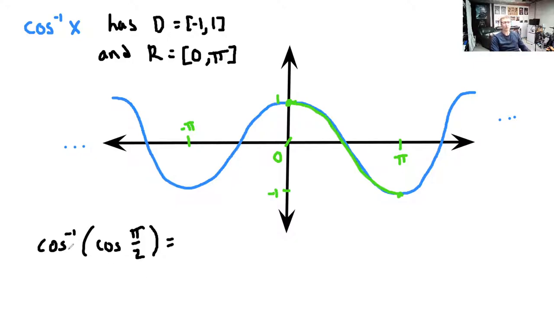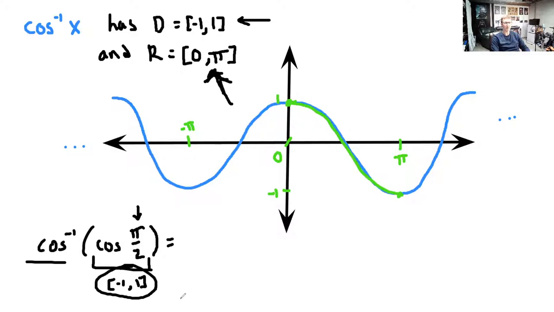Okay, so first, when you see this cosine inverse of cosine of pi over 2, we're just going to think about what this is. This is some number between negative 1 and 1, right? It's some number right in here. And I noticed that this angle, pi over 2, is actually a number in here. So I noticed two things. What does cosine inverse do? Well, cosine inverse tells us the angle in here between 0 and pi, which gives us this number. So it's not too hard to see in this problem that we're going to get pi over 2.